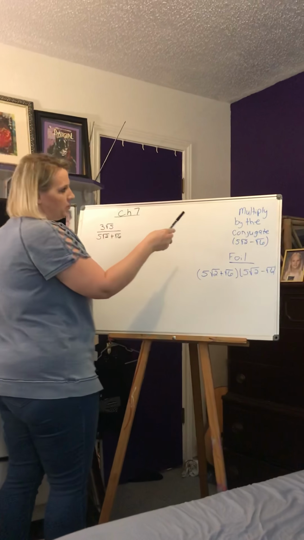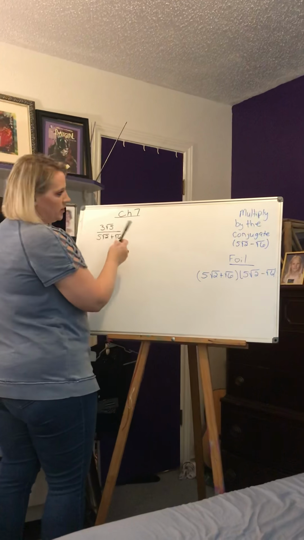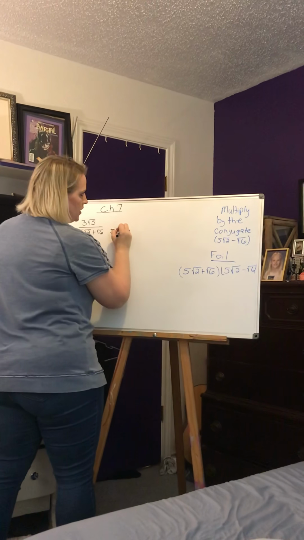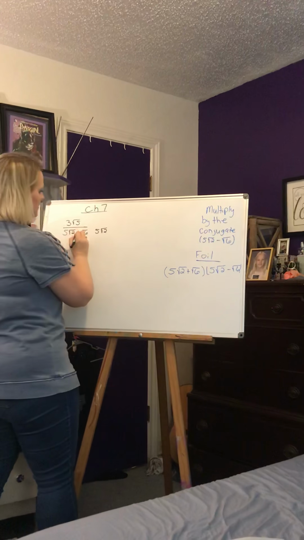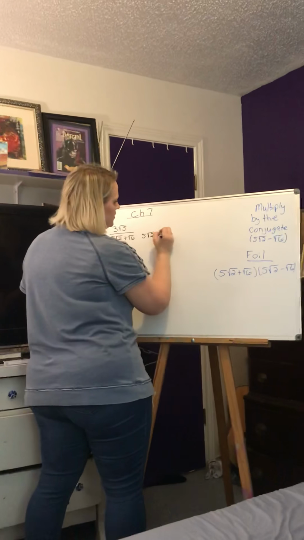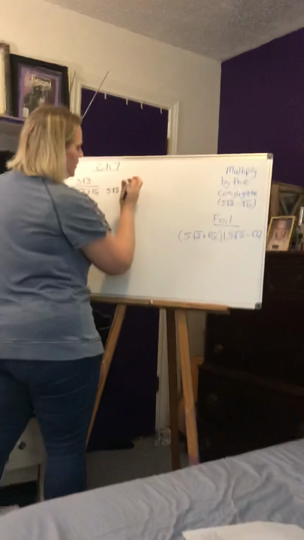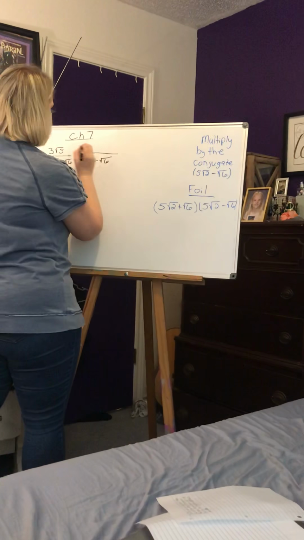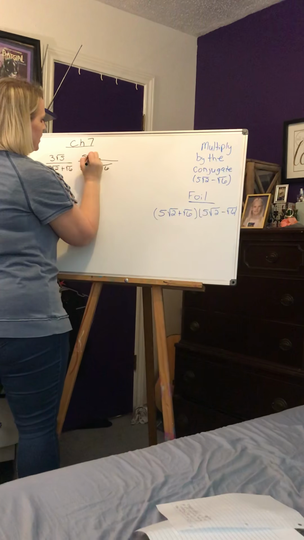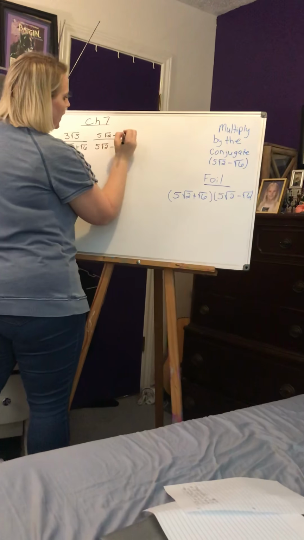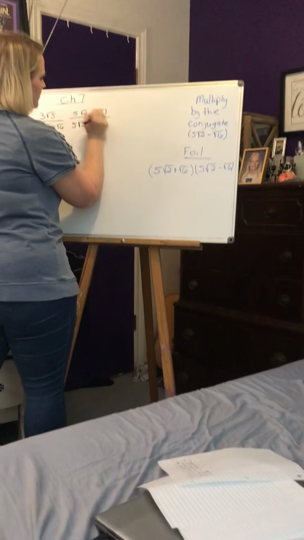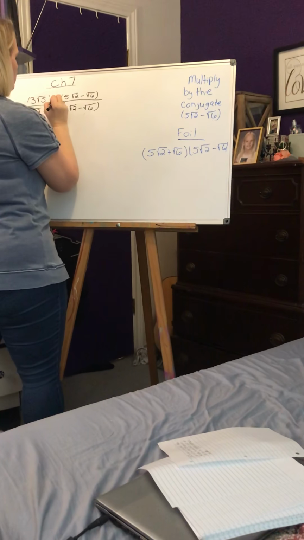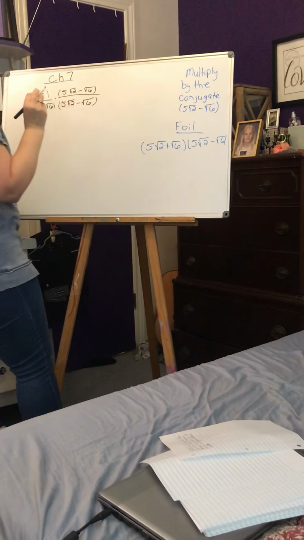Okay, for this problem we're going to multiply by the conjugate, and the conjugate is 5√2. Since that's a plus, this is a minus √6. I'm going to do that in the numerator as well: 5√2 minus √6. We're going to multiply the numerator first.